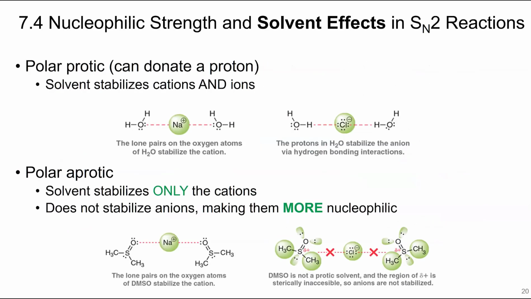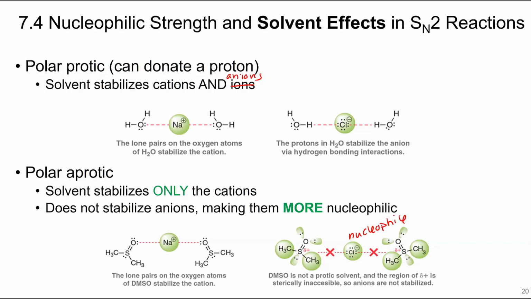So again, a polar protic solvent can donate a proton, and that can stabilize cations and anions. If you had sodium and chloride ions floating around, the polar protic solvent can support both of them. So the lone pairs on the oxygen are stabilized by the sodium cation. The hydrogens are supported by the chloride ions. In a polar aprotic solvent, that stabilizes only the cations. It does not stabilize the anion, which is going to be our nucleophile.